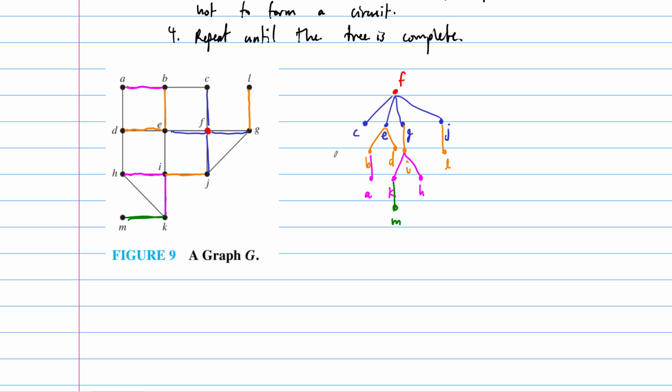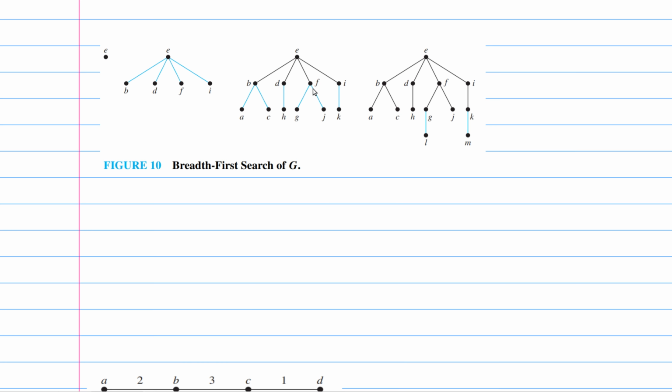So there's a breadth first search that has created this tree. If you can imagine these black edges not being there anymore, so you only use the blue, the orange, the magenta, and the green, then you end up with this tree over here. And so this is a spanning tree for this graph using the breadth first algorithm. Now the book did it differently. They used E as a starting vertex, as the root. So let's see how that changes things. But otherwise, they did it exactly as we did.